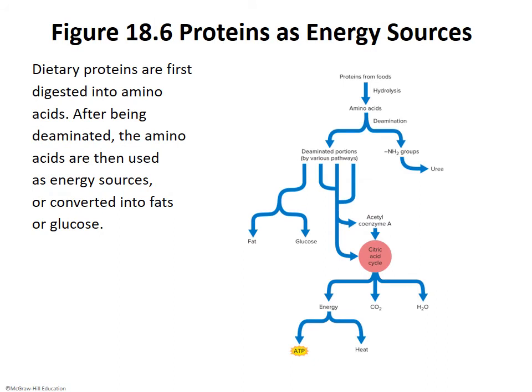This again is another flow chart. As you start producing different things to get to this acetyl-CoA, you're going to be kicking out a lot of this amine group, which is going to be urea, which can cause a good bit of problems in your body. But this is just a flow chart of how our body can break down the proteins and put them into the Krebs cycle.